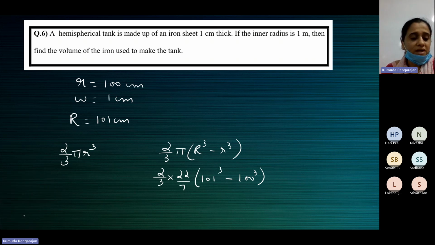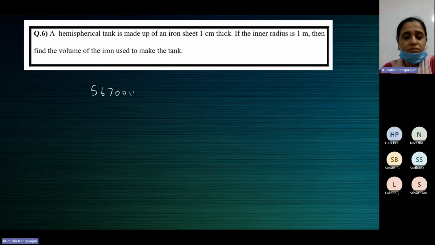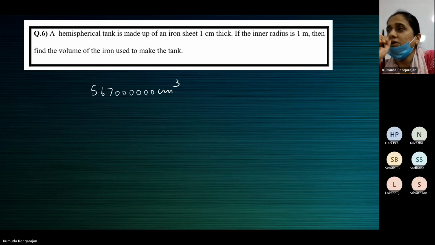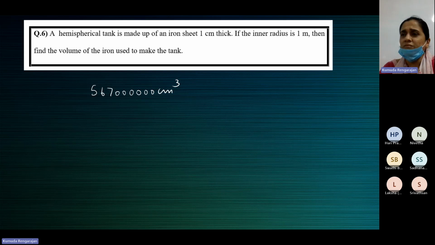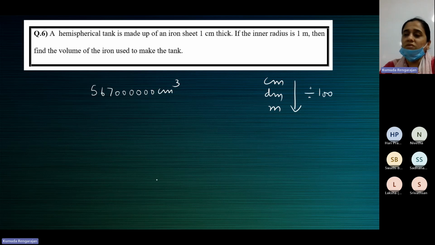How do you convert an answer in centimeter cube to meter cubed? Supposing you get something like 5, 6, 7, 1, 2, 3, 4, 5, 6 centimeter cube. How do you convert centimeter cube to meter cube? All this you should be very sure and very comfortable with. How do you convert centimeter to meter? Divide by 100. To convert centimeter to meter, we divide by 100.